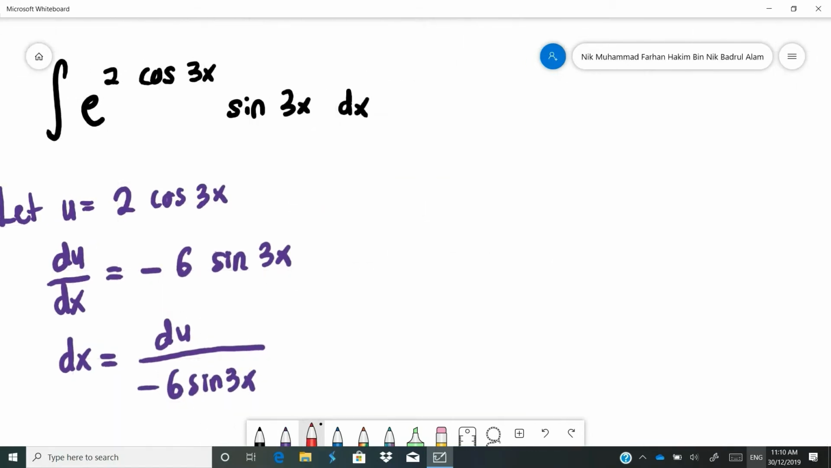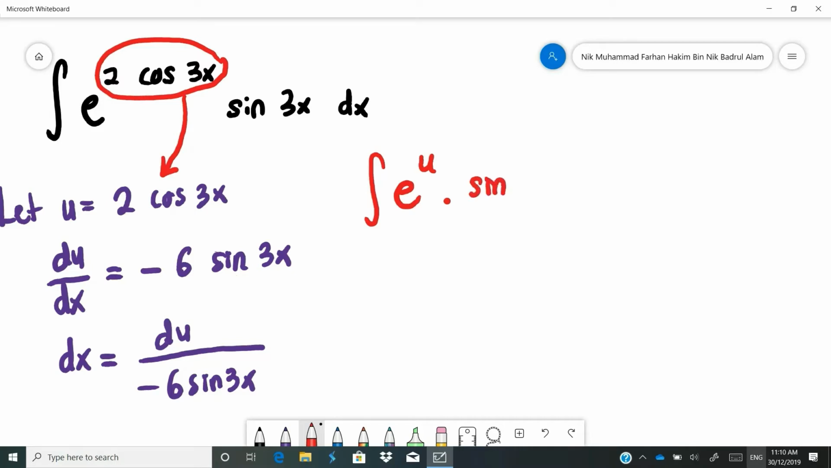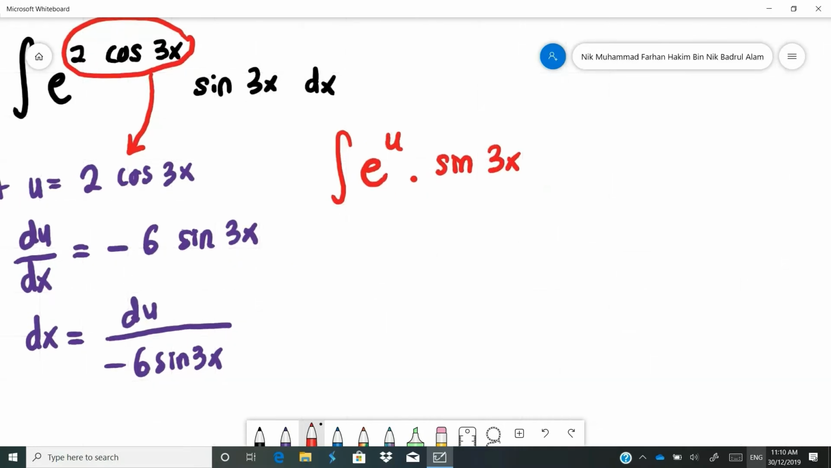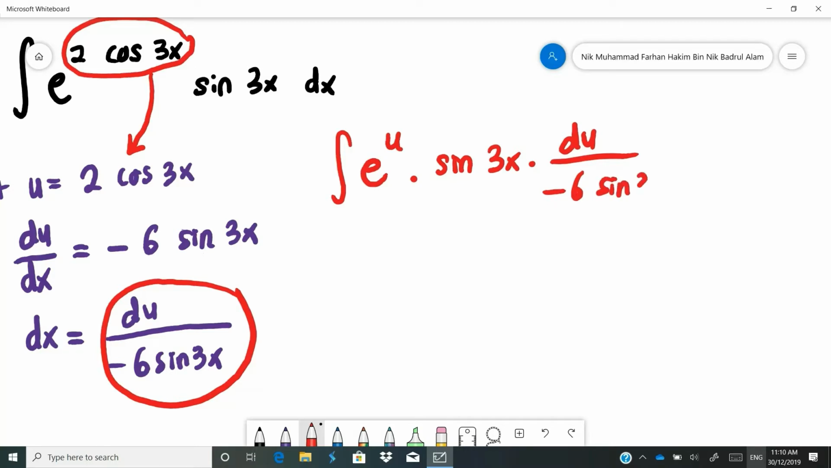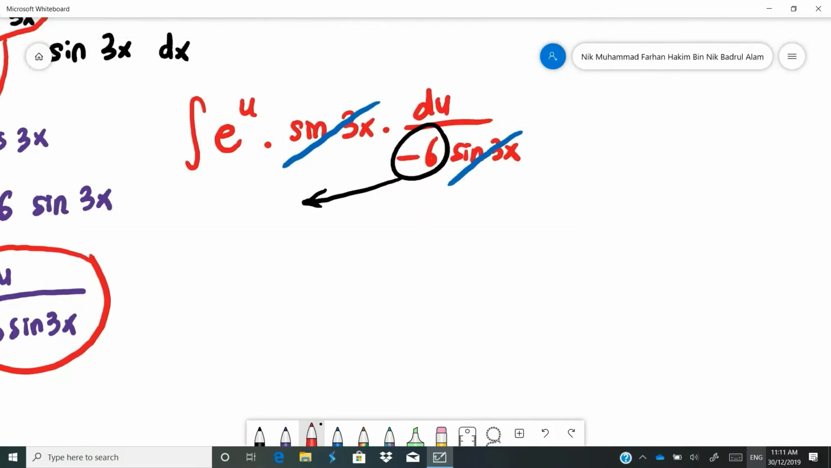And then you'll have something like dx is given by du over negative 6 sine 3x. Okay, so we'll try to substitute in the initial integration. So e to the power of this one is going to be u already here. So e to the power of u is something like u. Alright, so now sine 3x is there. You just write it back because we didn't do anything to that. So dx is actually this one, du over negative 6 sine 3x. Can't you see something that can be cancelled here? Of course, sine 3x with sine 3x. And you can take negative 6 here. You can bring it out there. Because it is at the denominator, keep it as the denominator.